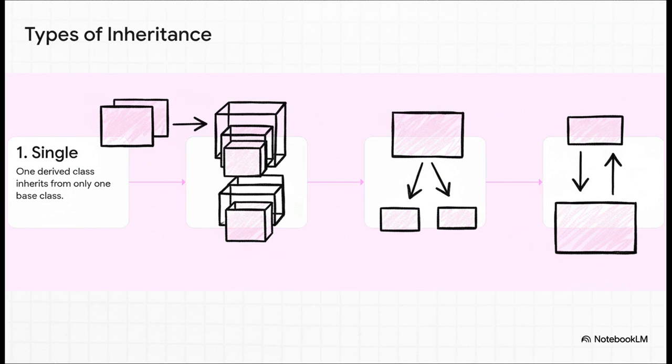And you can structure this in a few different ways. You've got your simple, straightforward single inheritance. You can also build chains of classes, which is multi-level inheritance. You can have one parent class with many different children, which we call hierarchical. Some languages even let you have a class that inherits from more than one parent at the same time.